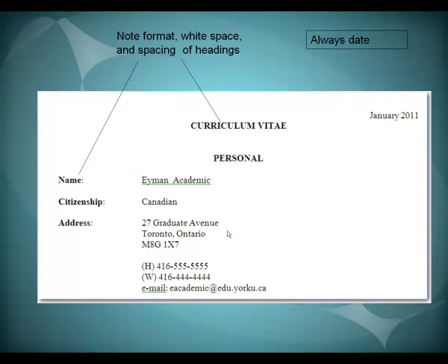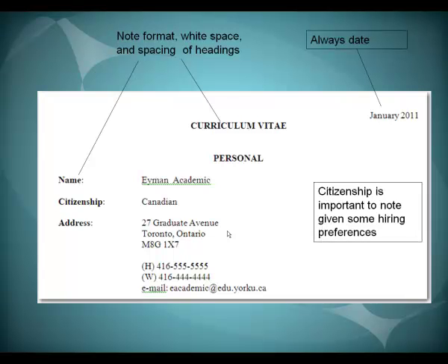Now you might say, as I said, always dated. Citizenship, you might say, why should I put citizenship on? In the hiring in Canada, there's preference given to Canadian citizens. And if there's any doubt, and I know this sounds an awful thing to say, but if you have a name that people will wonder, is this person a citizen? Then you need to announce that you're a citizen instead of having people wonder. And you don't have to do much else than just say Canadian citizen.